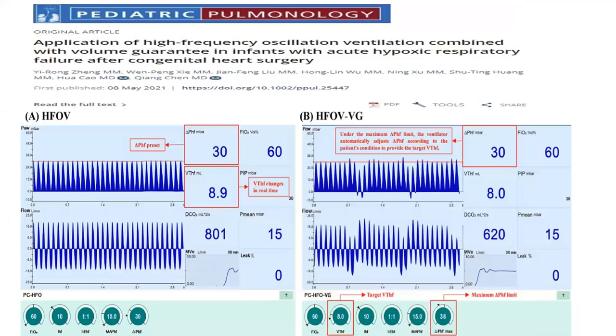Thank you, Haytham, for the comment. And thank you, Dr. Iman, for your question. I want to ask a question for our respected seniors who have cardiac ICU experience. How frequently are you using high frequency in your unit, and what are the cases that you are using high frequency for?